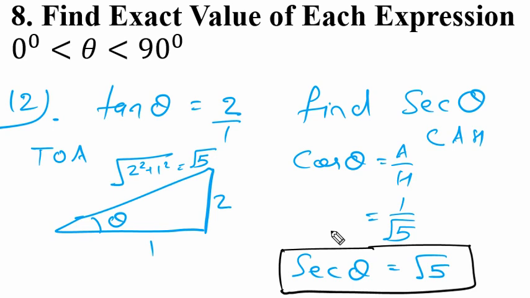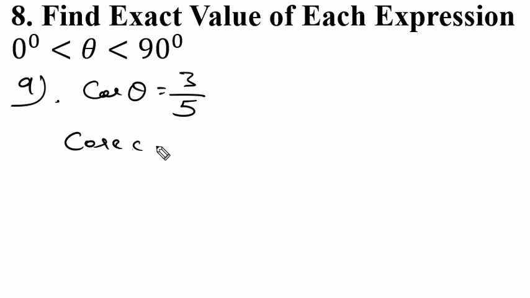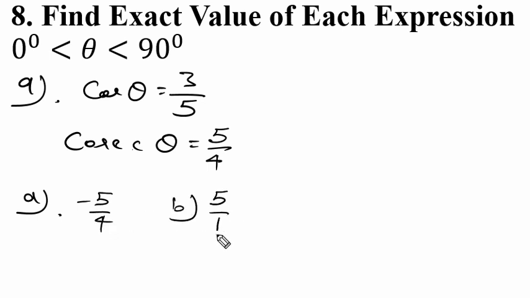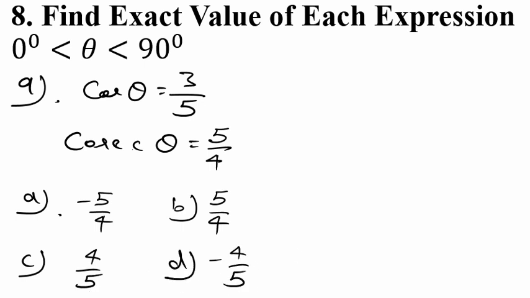Okay. Now if you want to find it using the calculator, how will you do it? So let's try to understand using the calculator. In the first example we did, if cos theta was 3 over 5, then you had to find cosecant theta, remember? And we got cosecant theta as 5 over 4. So in the options you will have something like A, negative 5 over 4, option B will be 5 over 4, C will be 4 over 5, and let's say D will be negative 4 over 5. So the options will be given, right?